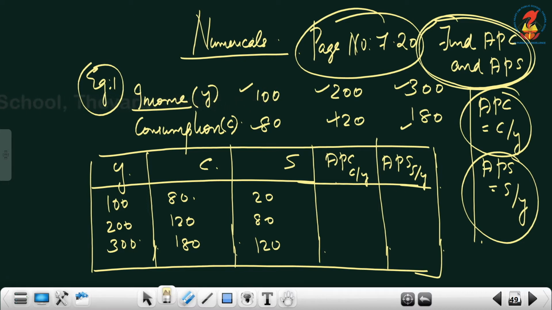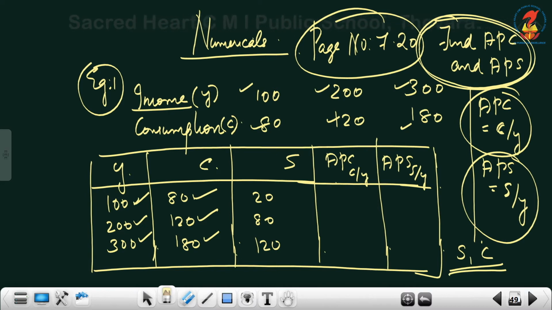Now for ease of doing this, I have converted it into the form of a table where the income values are written as 100, 200 and 300. Consumption I have written as 80, 120 and 180. Now what are you asked to find out here? APC and APS. For that, what is APC? C by Y. What is APS? S by Y. So definitely we need two other columns of S and C, right? Therefore, I have given it as C and S. C is already there in the question. Therefore, S should be the next column. What should be the next two columns? The ones which you have to find out, that is APC and APS. So with that, we will start working it out.